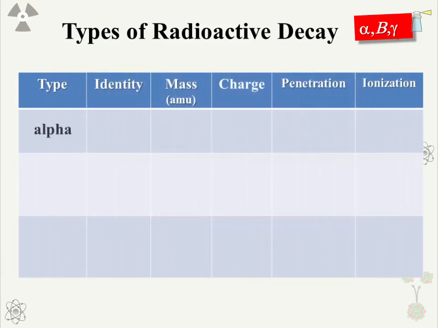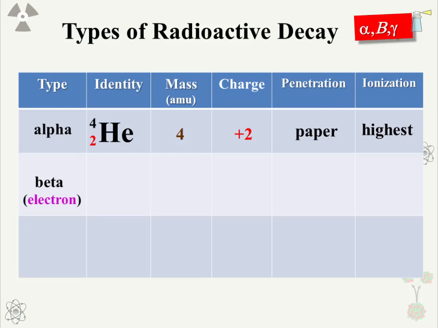The alpha particle is a helium nucleus. It has a mass of 4 AMU and a charge of +2. It has a hard time penetrating paper, but it can do serious harm through ionization. The beta particle is a high-energy electron. It is treated as having no mass and a charge of -1. It is a better penetrator than the alpha particle and not as dangerous.